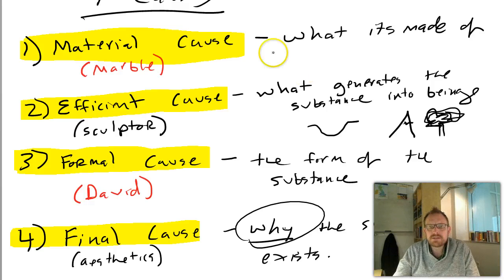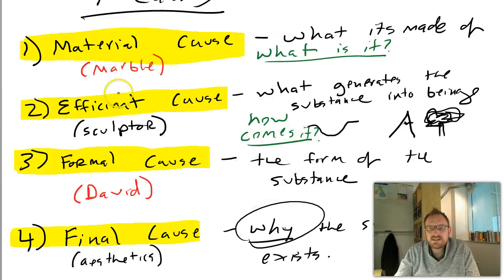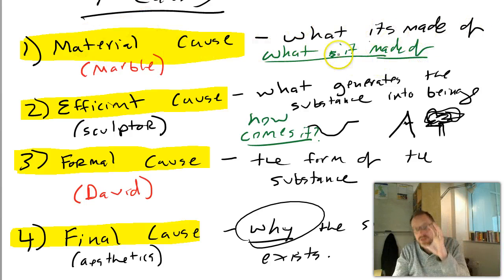Sometimes I'll tell my classes that the formal cause is an answer to the question, what is it? The efficient cause is an answer to the question of how comes it? How does it come into existence? The material cause is, oh, I'm sorry, I made a mistake there. Let me erase that. The material cause refers to what it is made of, which I have up there. But the material cause refers to what it's made of.